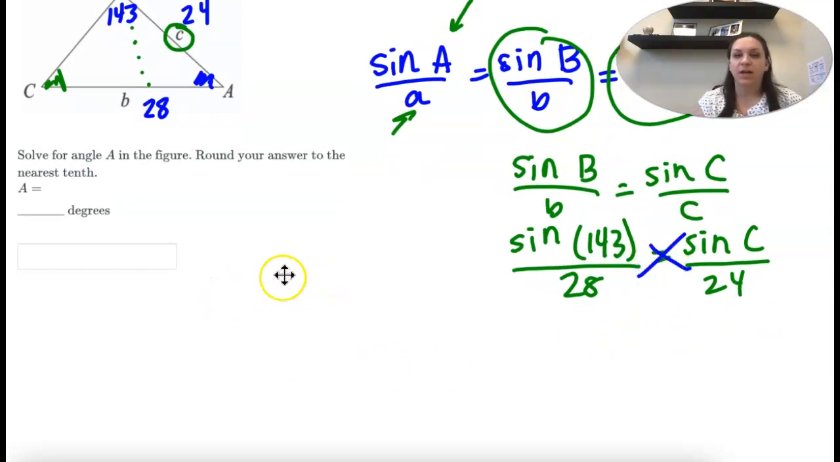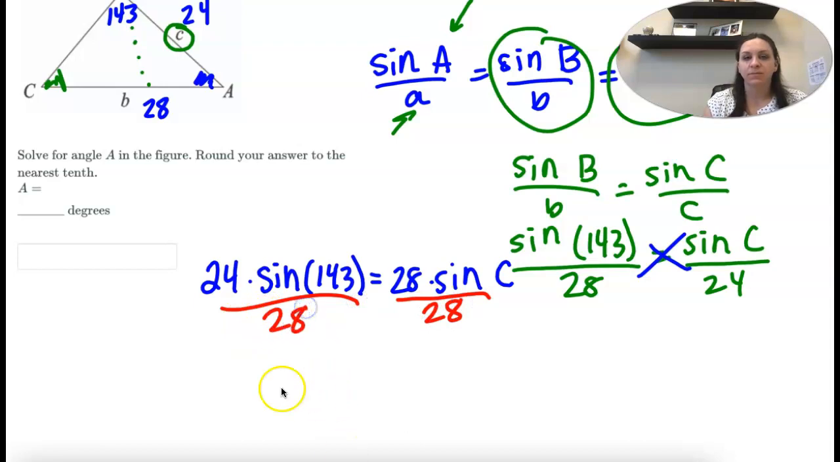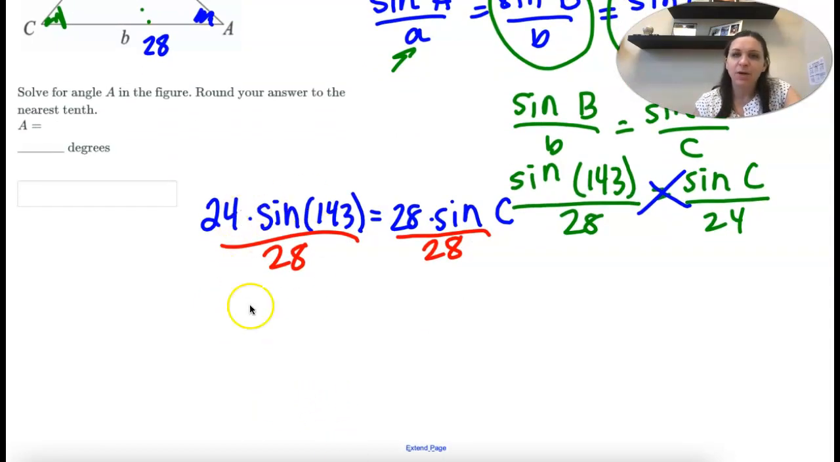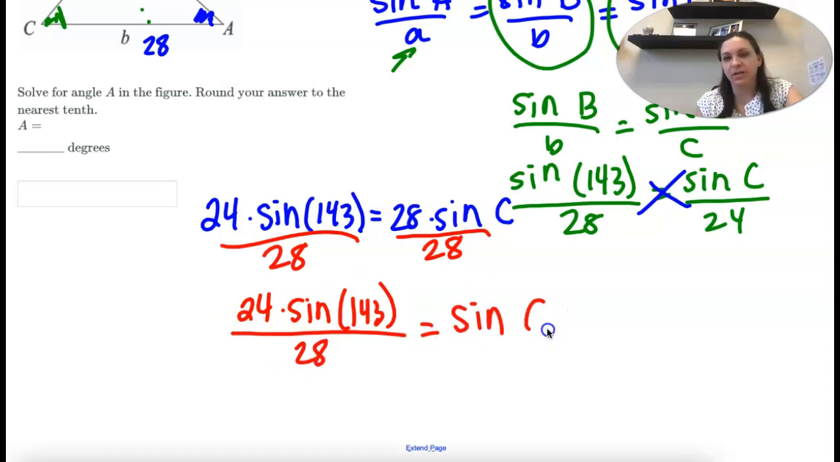Cross multiply, I'm going to write it right here: 24 times sine of 143 equals 28 times sine of C. So I want C by itself. First I'm going to divide by 28. And I'm not going to simplify this out because I don't want to round until the very end. Okay, so I have this whole thing that equals sine C.